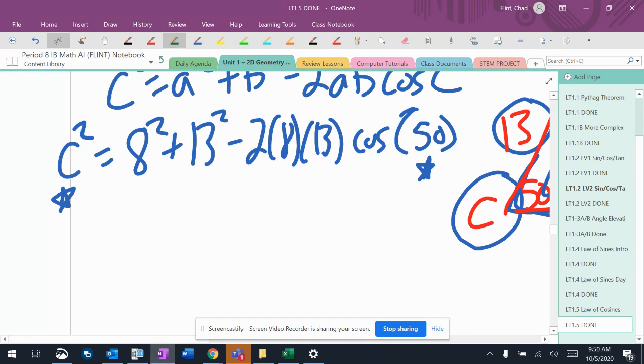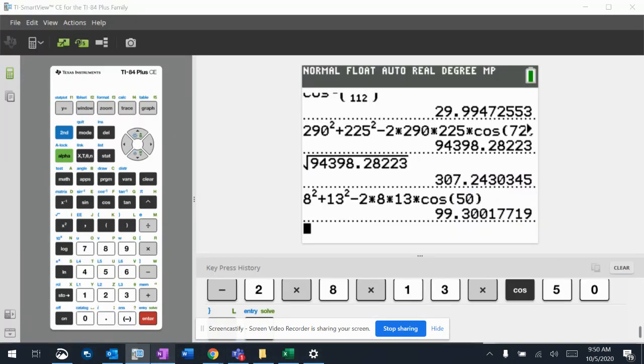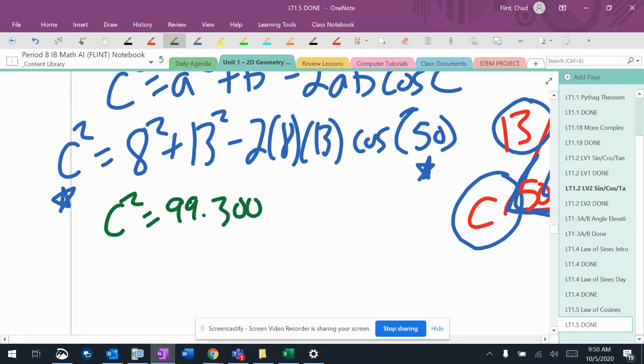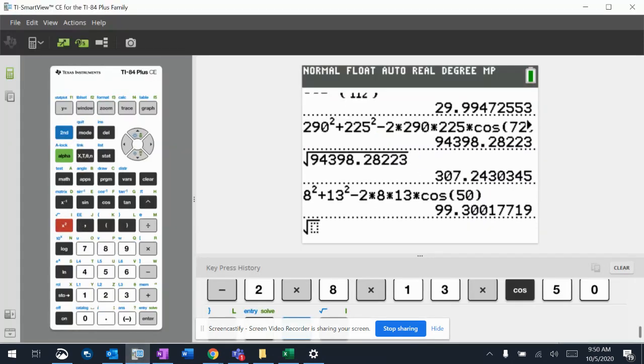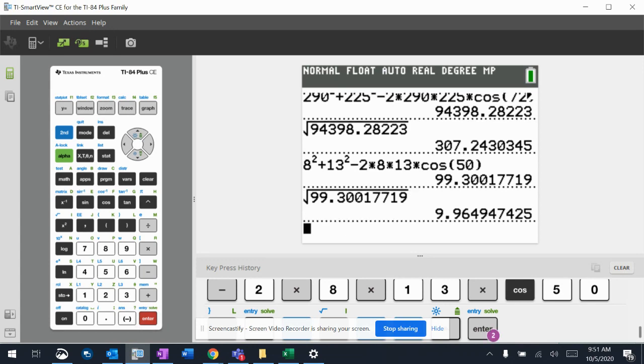So C squared equals 99.300. Now again, it's not 99, that's what the square is. I take the square root, that's going to be pretty close to 10. I take the square root there. Be lazy. Go up there and grab it like that. So it's going to give me 9.964.